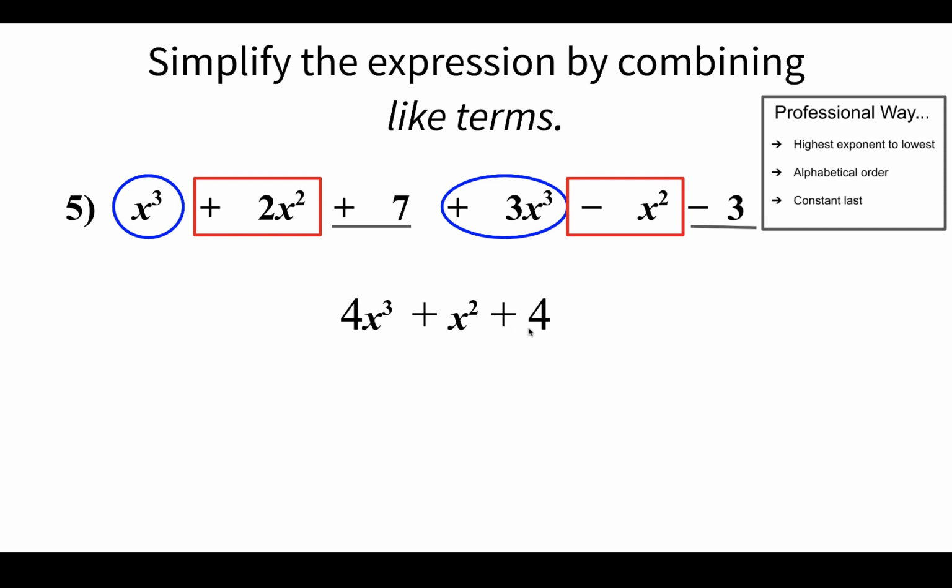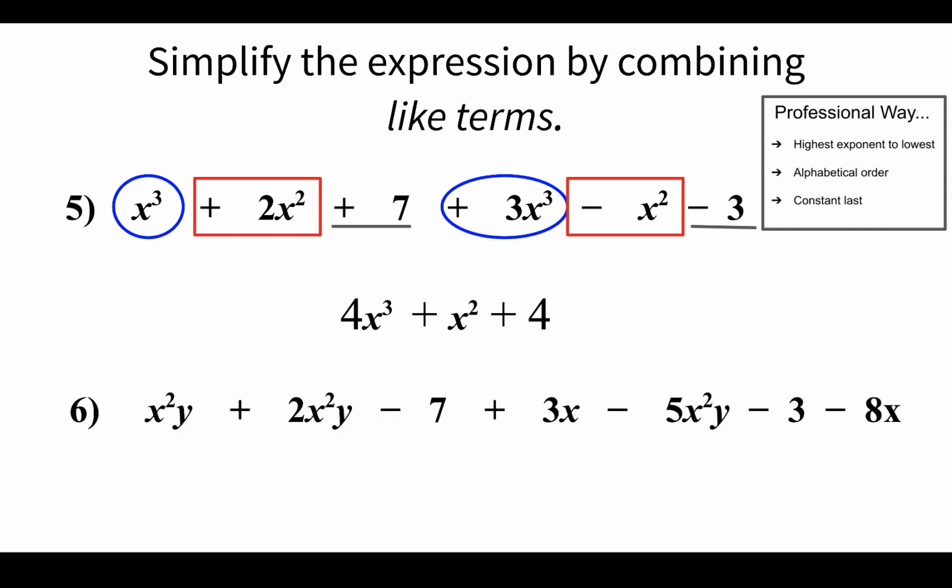Constant coming last. Example 6, x squared y plus 2x squared y minus 7 plus 3x minus 5x squared y minus 3 minus 8x. Dear goodness, this is long. Pause the video and see if you can find the look-alike terms. Get them identified, come back and compare your answer with mine.